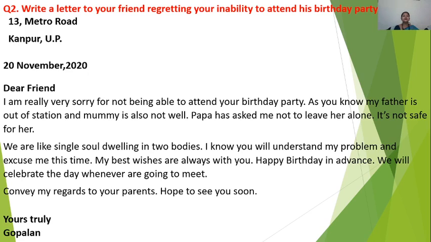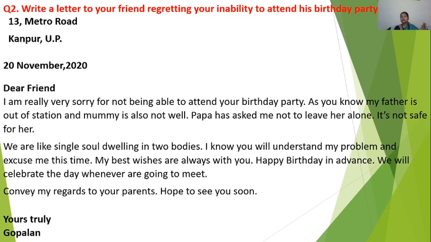I hope, children, both the sample letters must have helped you in understanding how to write an informal letter, and the questions that are given in the homework will be written in a proper way in the same order: the sender's address, date, salutation. Then the body will be written in at least 2 to 3 paragraphs, then the subscription, and then your sender's name.